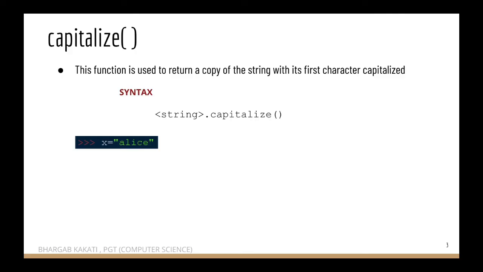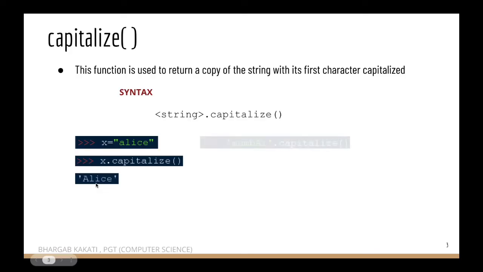So for example, if the string is alice, which is stored in the variable x, then if I write x dot capitalize, it will return me a new string where the first character is capitalized. If I look at the initial string, here alice, the first character is in lowercase, but because of the use of this capitalize function, the first character is being converted into an uppercase character. Let's see some more examples.